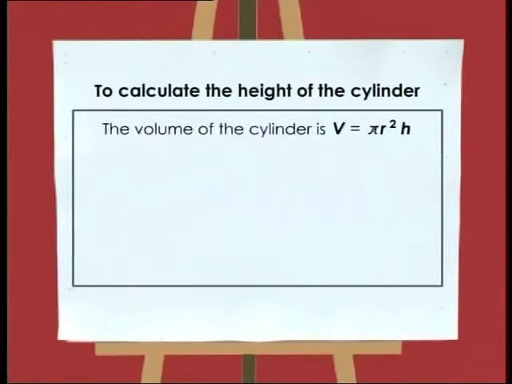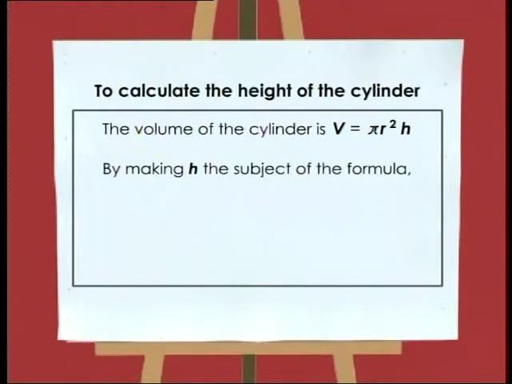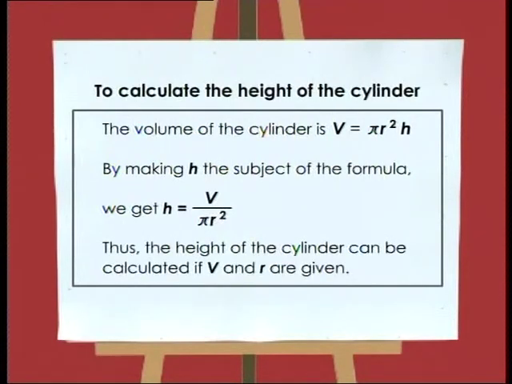The volume of the cylinder is V equals pi r squared H. By making H the subject of the formula, we get H equals V over pi r squared. Thus, the height of the cylinder can be calculated if V and R are given.